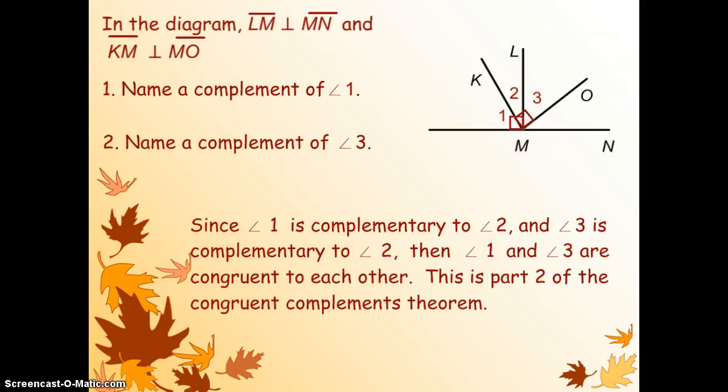This is part 2 of the congruent complements theorem, which says if two angles, 1 and 3, are complements of the same angle, angle 2, then the two angles are congruent. 1 is complementary to 2, 3 is complementary to 2. Those two angles, 1 and 3, are complementary to the same angle, therefore they are congruent to each other.